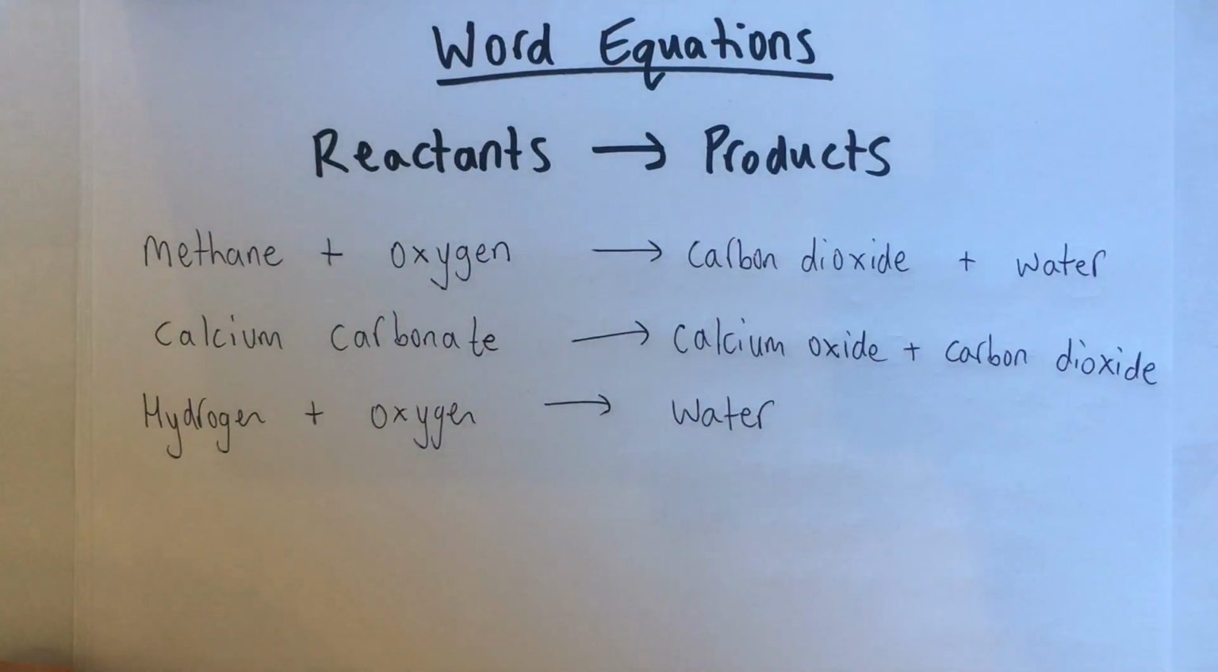So there you go, that's how to make word equations. Dead simple, make sure you just have one arrow in the middle.